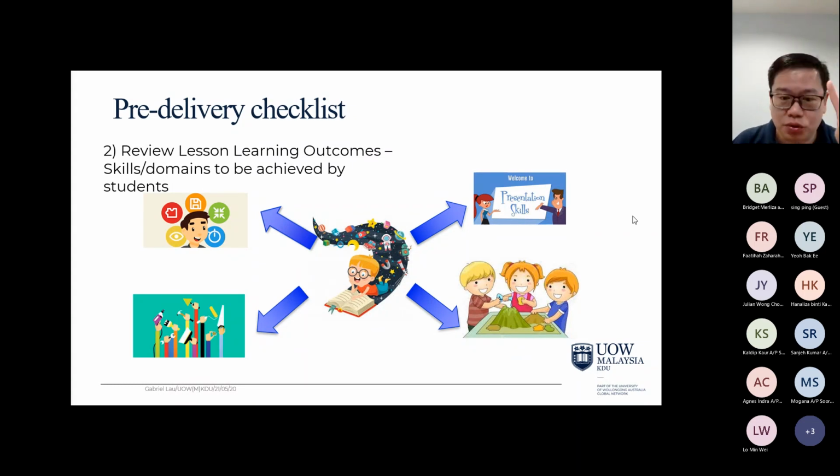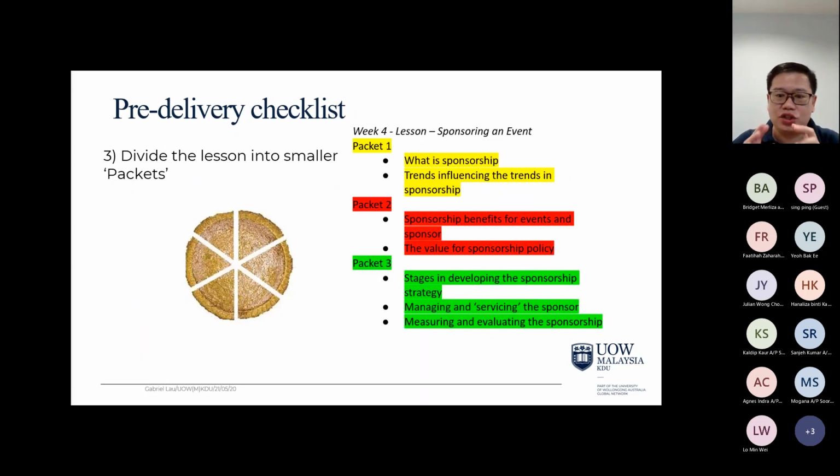Okay. So this is number 2. Understand? Now, number 3. Once you know your LLO, once you know what kind of domain you want to learn, you divide the lesson into smaller packets. I like to use the word packets over there. So it is like a pie over here. This is your 2-hour lesson and you divide them into 6 parts. Evenly 6 parts.